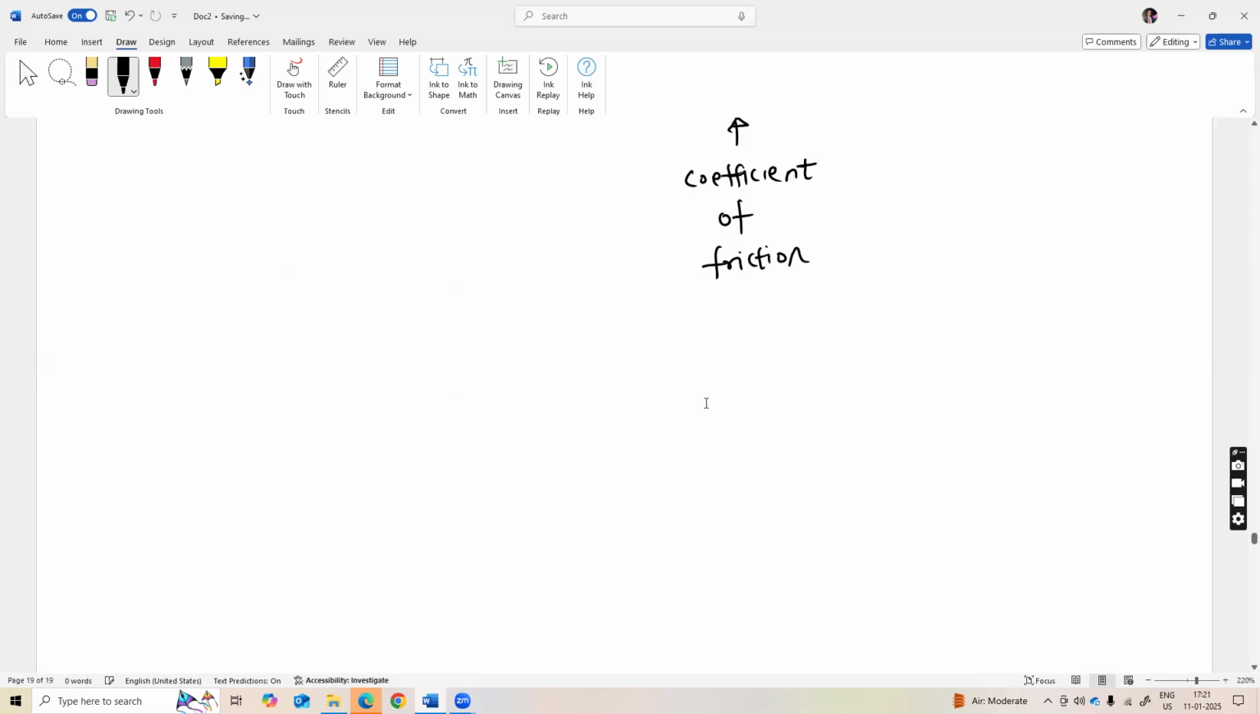So we have seen some examples last time. Now we'll see the calculation of normal and limiting friction. We have seen what limiting friction is last time.